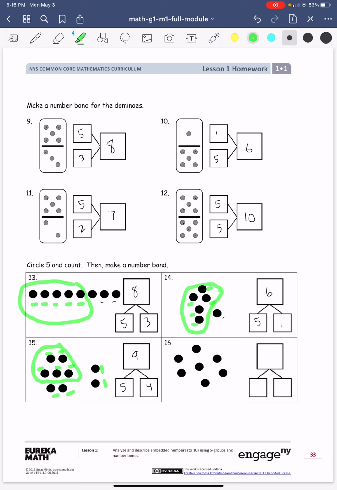And now let's do the next one. 1, 2, 3, 4, 5. Let's circle that. And let's put that right here. And then how many are left over? 2. So let's do 2. What is 5 plus 2? It's 7. That is the grade 1, module 1, lesson 1 homework help.